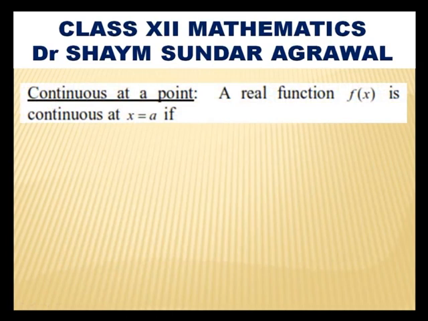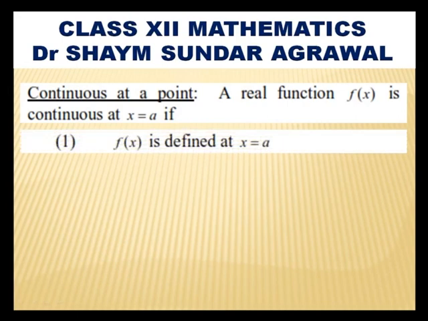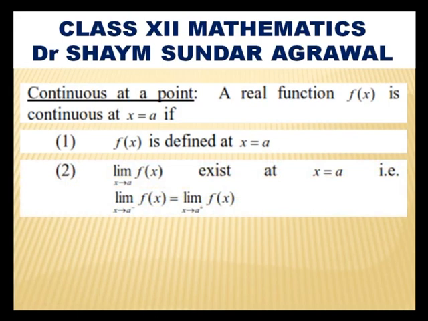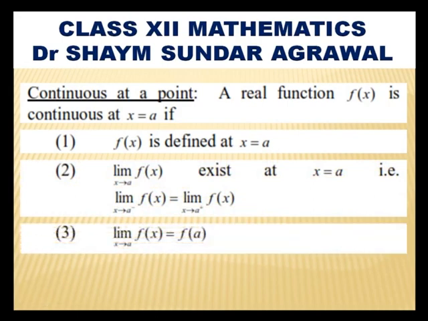What do you mean by continuity at a point? A real function f(x) is said to be continuous at x equals a if that function is defined at x equals a, and the limit of that function exists at that point. That means the left hand limit and right hand limit both are equal, and the limiting value is equal to the functional value. If any function satisfies all these three conditions, then that function is continuous at x equals a.